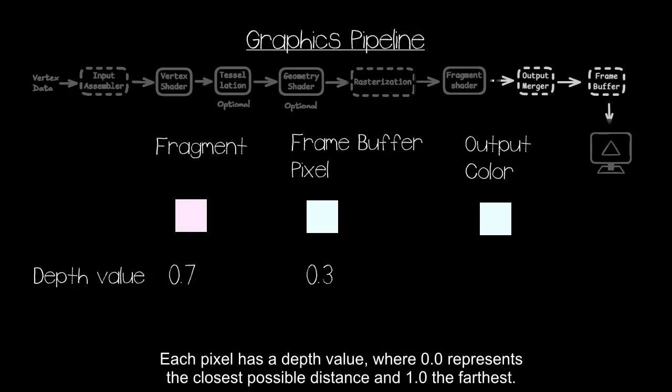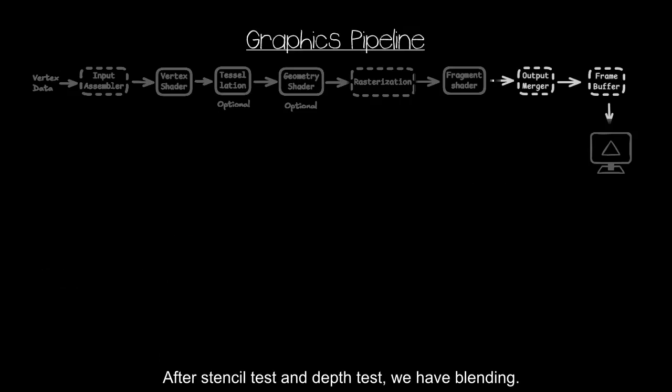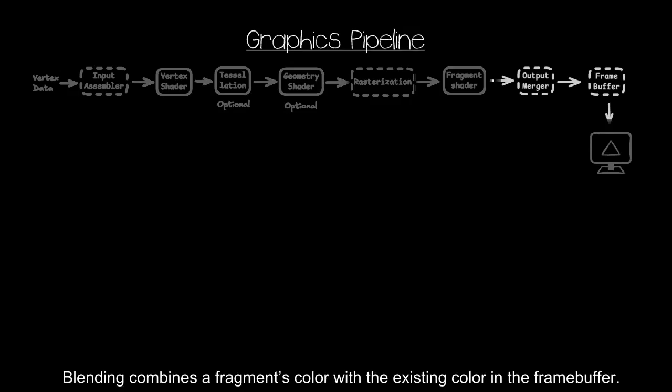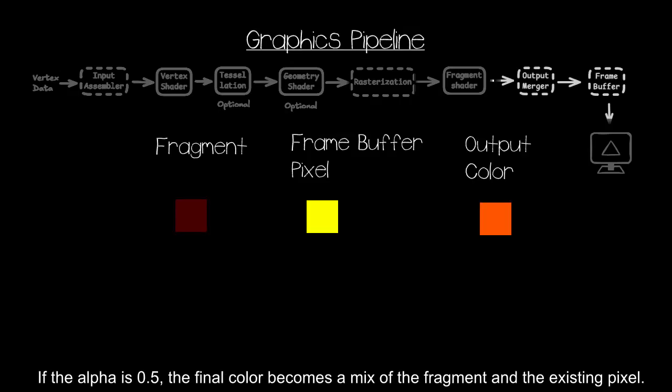The depth test checks whether the fragment is closer to the camera than the existing pixel. Each pixel has a depth value, where 0.0 represents the closest possible distance and 1.0 the farthest. If the fragment is not closer, it is discarded. After stencil test and depth test, we have blending. Blending combines the fragment's color with the existing color in the frame buffer. If the fragment's alpha is 1, it fully replaces the existing pixel color. If the alpha is 0.5, the final color becomes a mix of the fragment and the existing pixel.